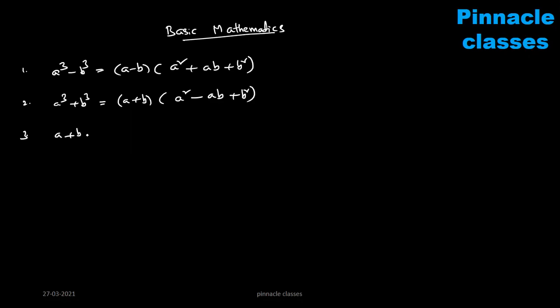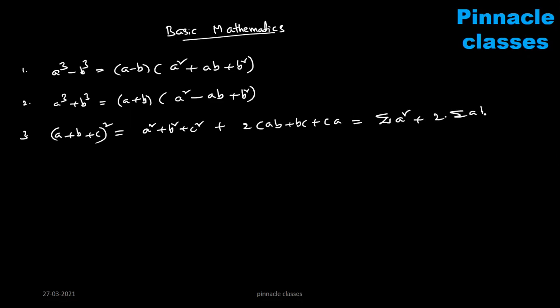Next, (a plus b plus c) whole square is a square plus b square plus c square plus 2 times (ab plus bc plus CA). This one you can write like this: sigma a square plus 2 times sigma ab combinations.